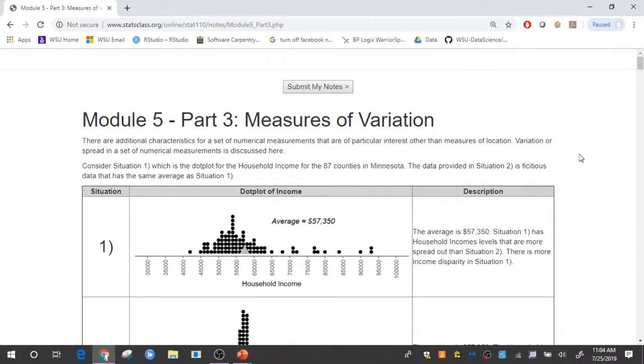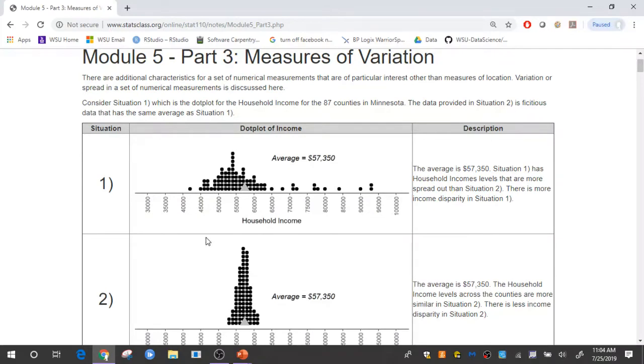So if we consider again a dot plot of the income levels across the state of Minnesota, that original dot plot here is described under Situation 1. The average income across the 87 counties is $57,350. And we can see the spread or variation in that distribution here on the screen.